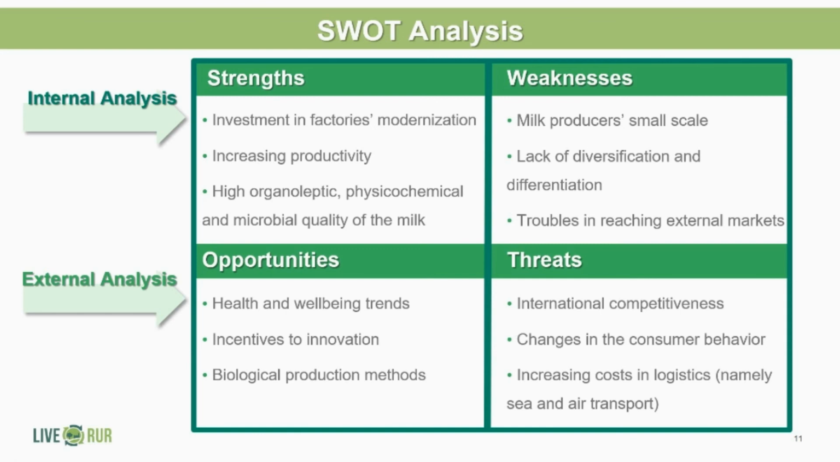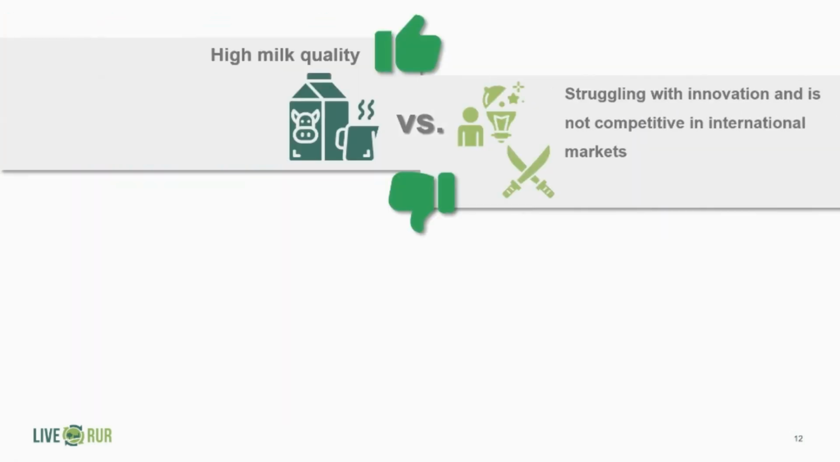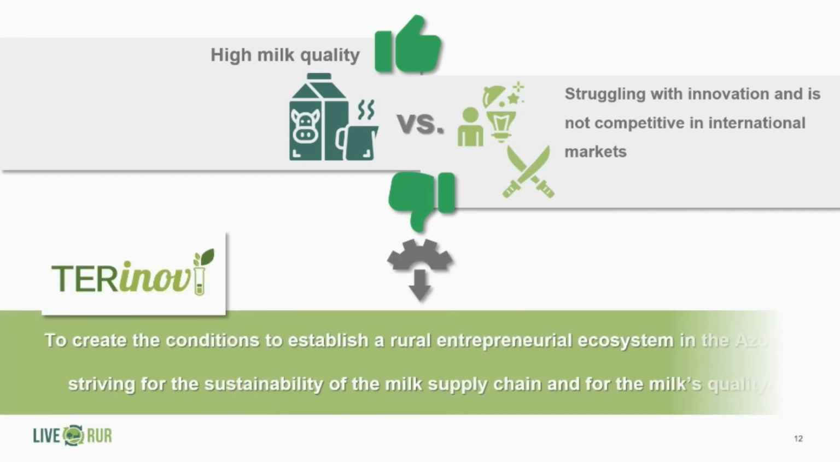This very simple and superficial analysis has highlighted relevant features that can leverage or hinder the Azores milk supply chain's performance. Looking at its results, we see that although the quality of the milk is good, the sector has been struggling with innovation and with competitiveness in international markets. Therefore, it makes sense that the Azores Pilot Living Lab's purpose should be focused on fostering innovation in the milk supply chain to increase its added value and differentiation. The formal statement is to create the conditions to establish a rural entrepreneurial ecosystem in the Azores, striving for the sustainability of the milk supply chain and for the milk's quality.